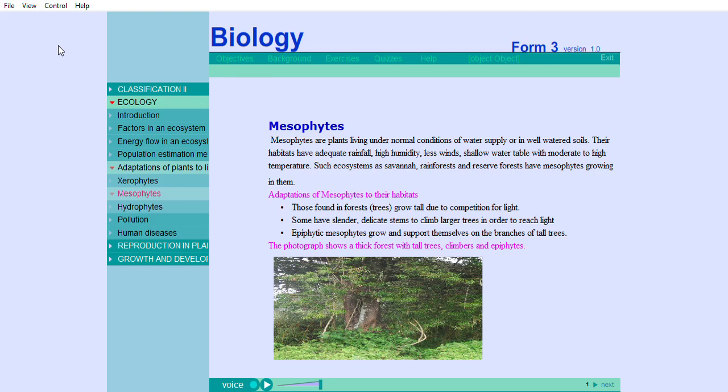Adaptations of mesophytes to their habitats. Those found in forests or trees grow tall due to competition for light. Some have slender, delicate stems to climb larger trees in order to reach light. Epiphytic mesophytes grow and support themselves on the branches of tall trees. The photograph shows a thick forest with tall trees, climbers, and epiphytes.